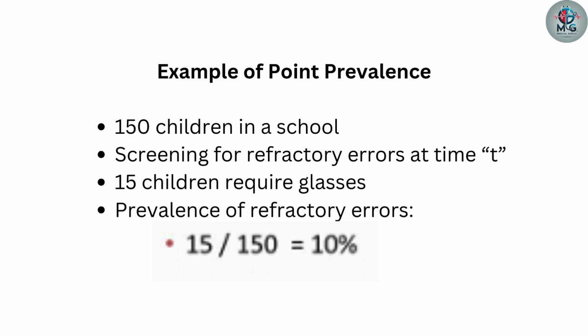Example of point prevalence. 150 children in a school. Screening for refractive errors at time t. 15 children require glasses. Prevalence of refractive errors: 15 over 150 equals 10%.